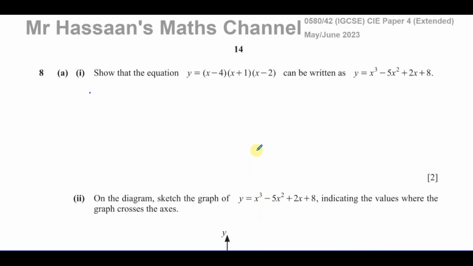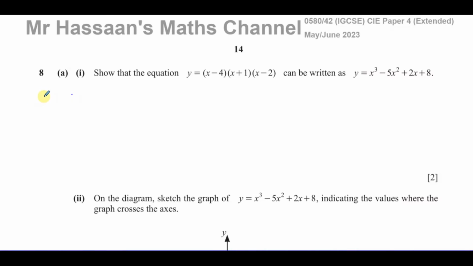Hassan's Maths channel. I'm now going to answer question number 8 from the May-June 2023 International GCSE Cambridge 0580 Paper 4 Variant 2. This question is firstly telling us to show that the equation y equals (x minus 4)(x plus 1)(x minus 2) can be written as y equals x cubed minus 5x squared plus 2x plus 8. So basically they're telling us to expand these brackets, write it in this form, and simplify everything.